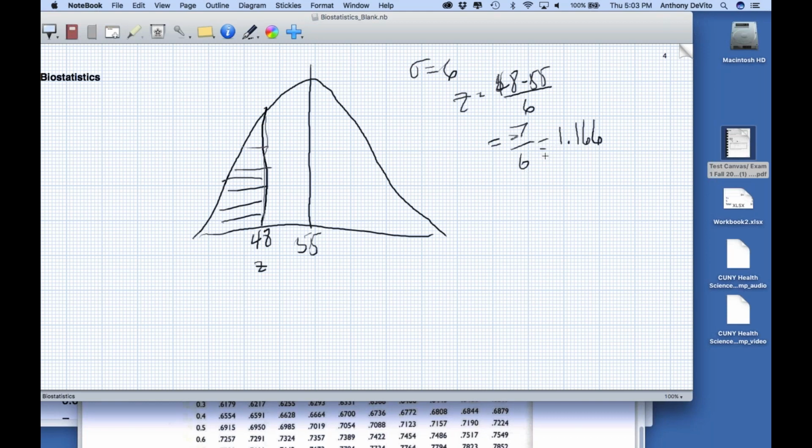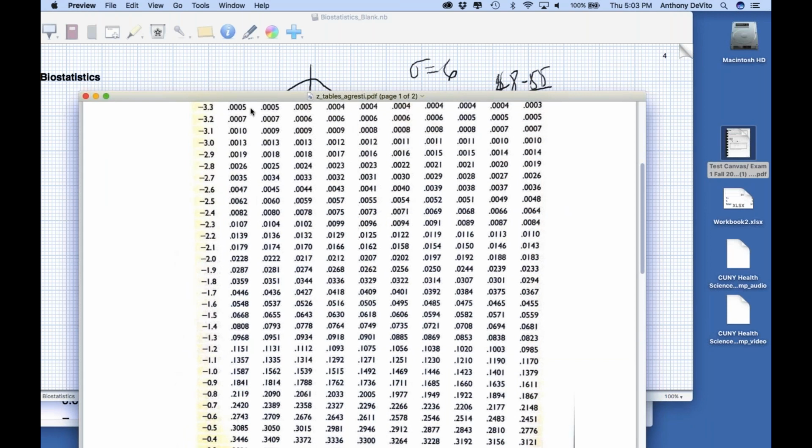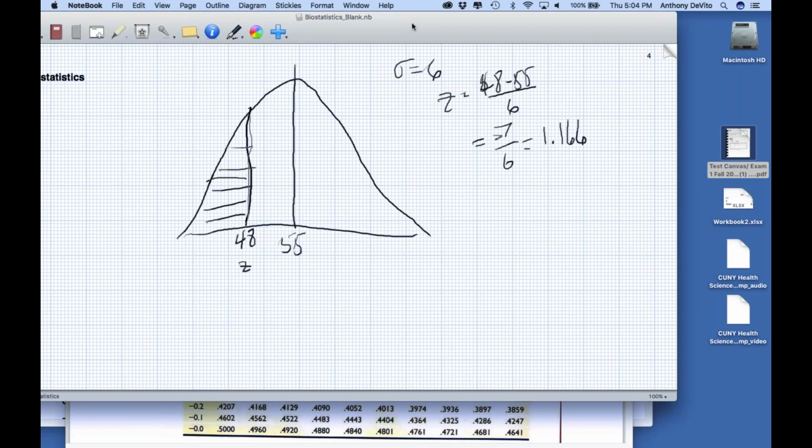So now let's go to our Z table, and that's a negative 1.17, so we know it's on the left side of the distribution. So if we go to the negative Z-scores to the left of the distribution, it's negative 1.1, 1.16. Now the 6, we have to go across to the 6th row. 0, 1, 2, 3, 4, 5, 6. So it's going to be 0.123. So this area in here is 0.123 or 12.3%. 12.3% of this population is below 48 inches tall.